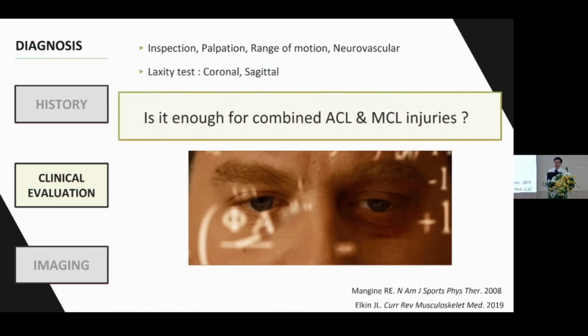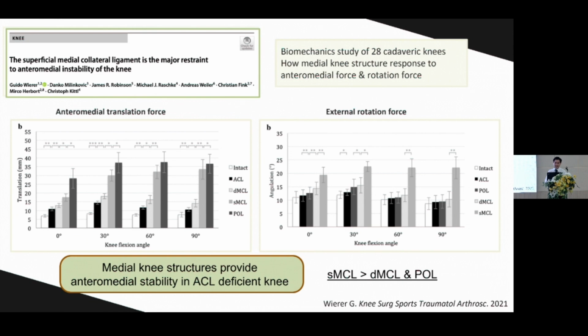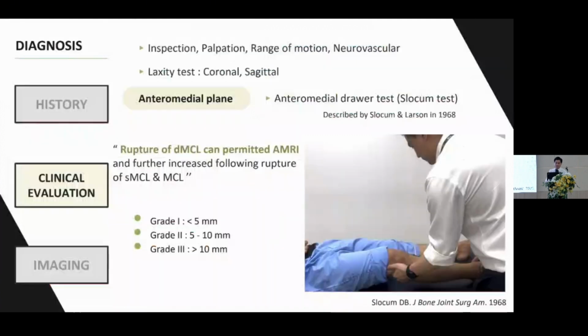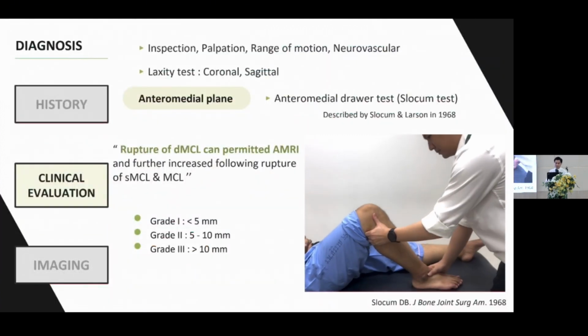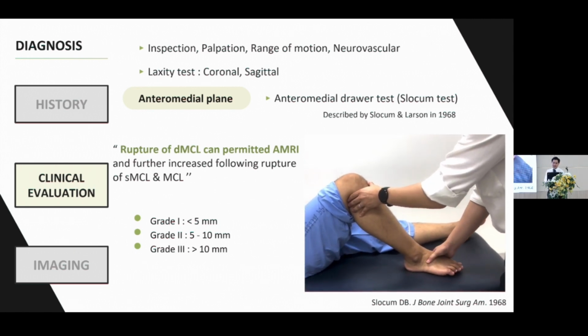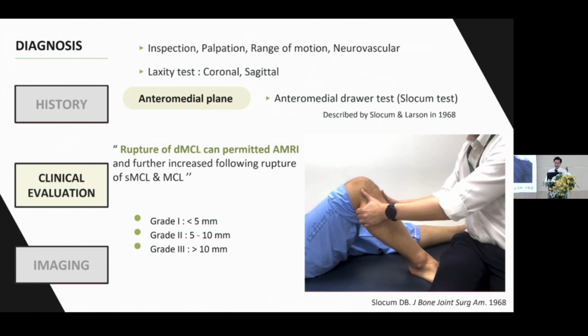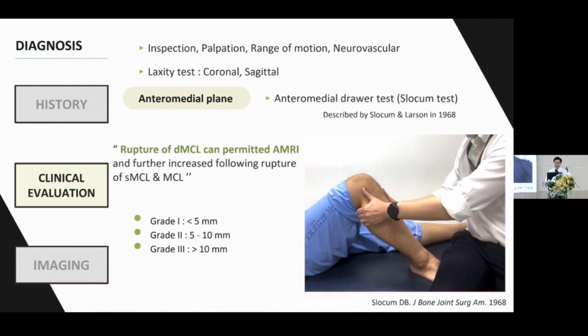But is it enough for this type of injuries? The biomechanical data from Dr. Wijdicks show us that the medial knee structure also provides anteromedial and external rotation stability, with the superficial MCL being the most important structure. So we might need another 2 tests for this stability. The first test is the classic test from Slocum since 1968. It can help us diagnose deep MCL injury.